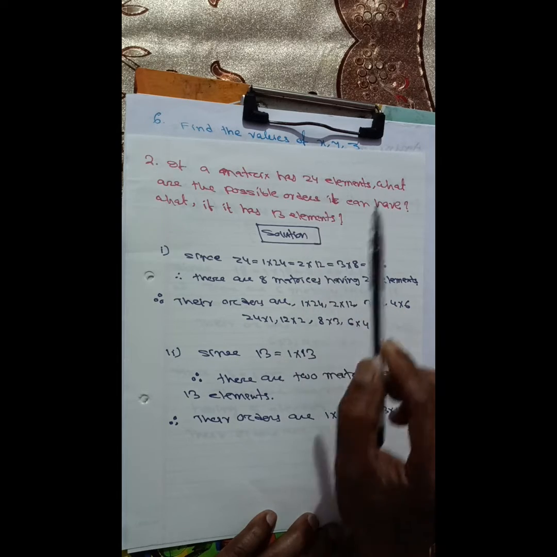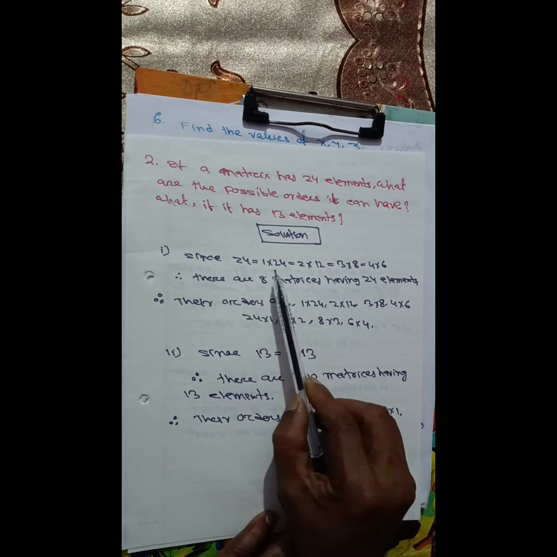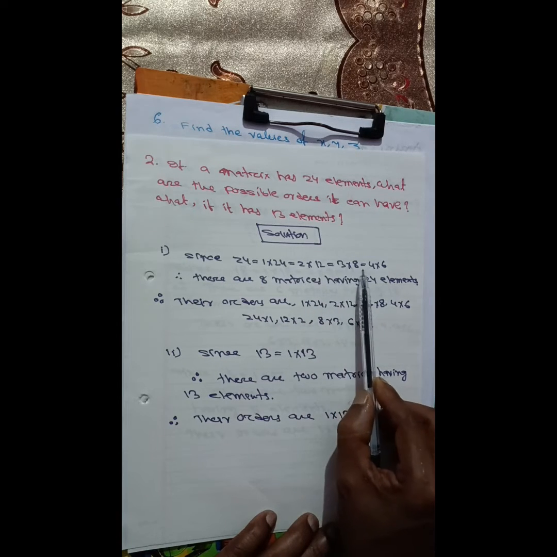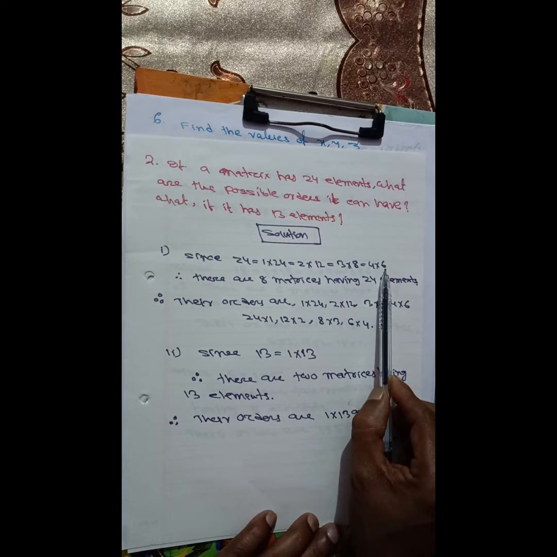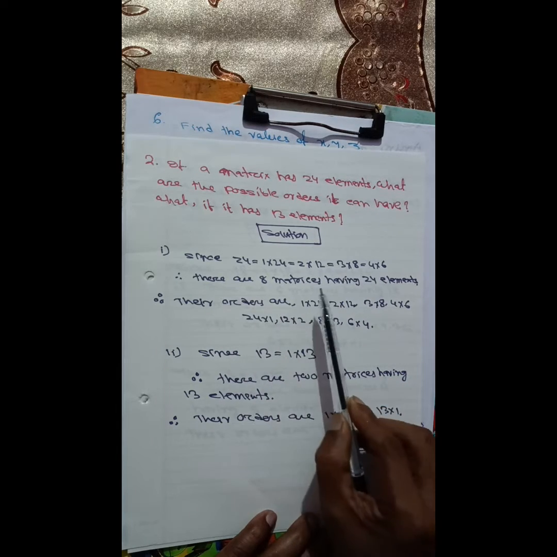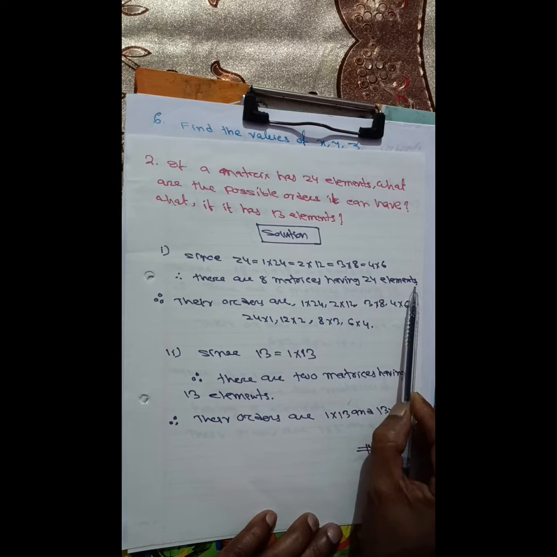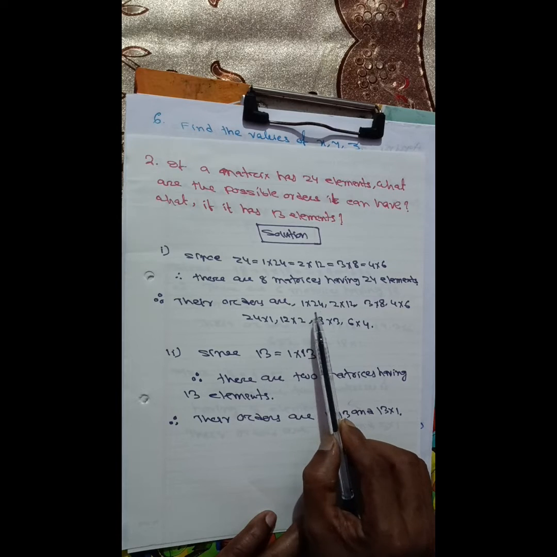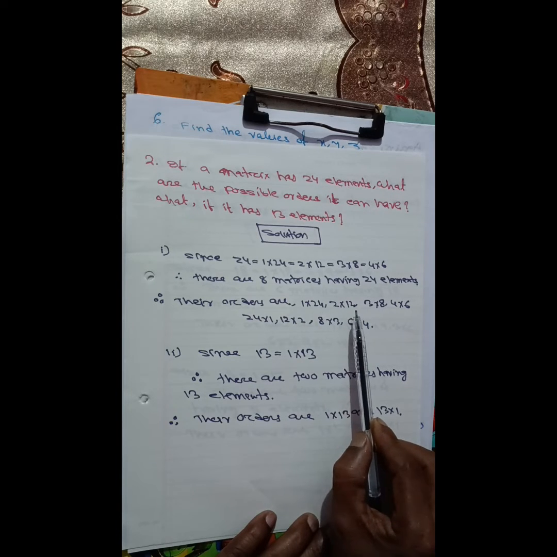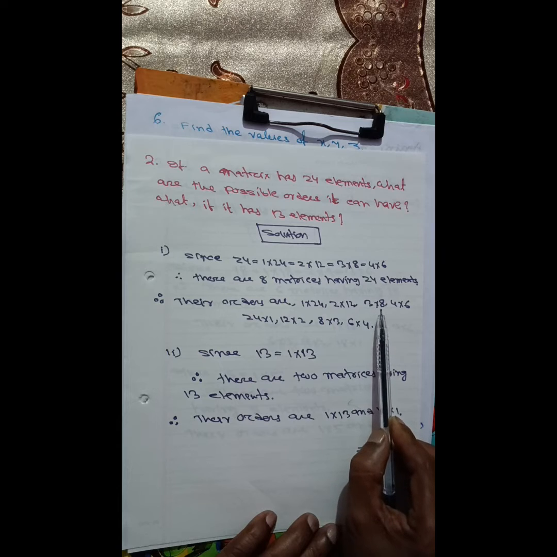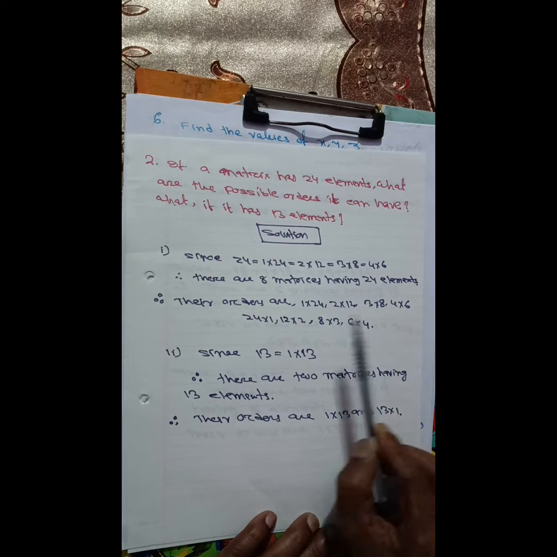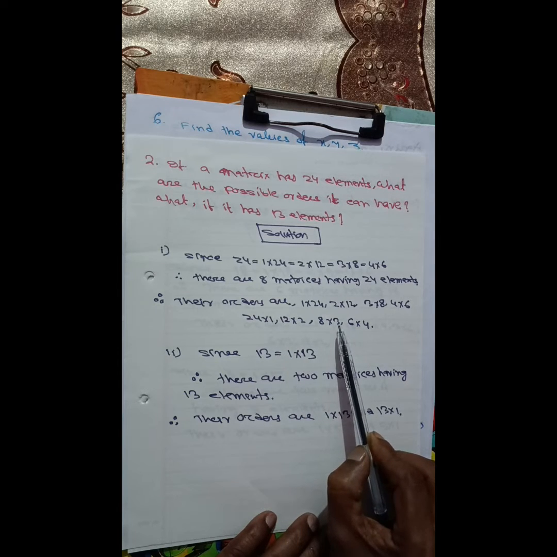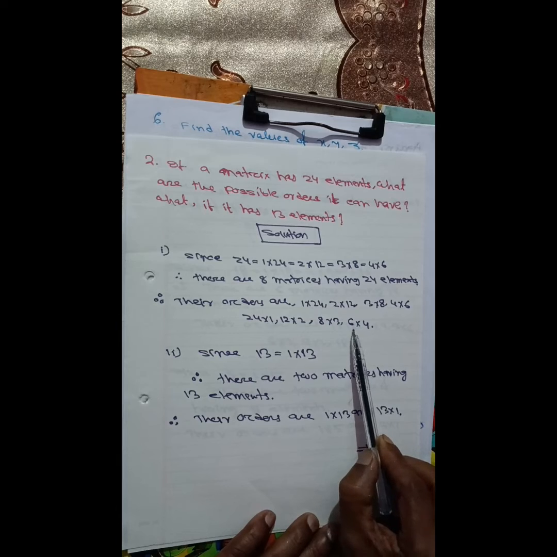Since 24 elements are given, 24 can be written as 1 into 24, 2 into 12, 3 into 8, 4 into 6. So there are 8 matrices having 24 elements. Therefore, their orders are 1 by 24, 2 by 12, 3 by 8, 4 by 6, 24 by 1, 12 by 2, 8 by 3, and 6 by 4.